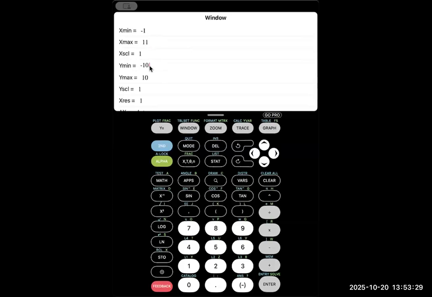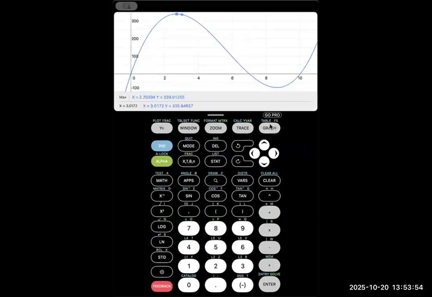The y min, let's go with -100. And the y max, let's go with 350. This is because I have knowledge of this graph. See, I wouldn't be able to do this unless I have knowledge of the graph. And this is why I teach you how to graph it and not just tell you to do it on the calculator. Anyways, here we go. This is our nice graph.